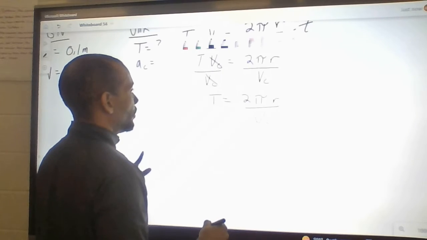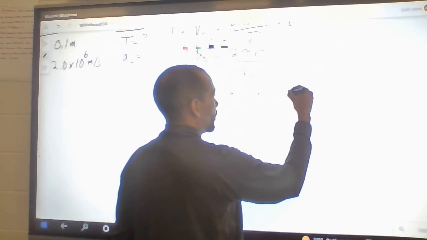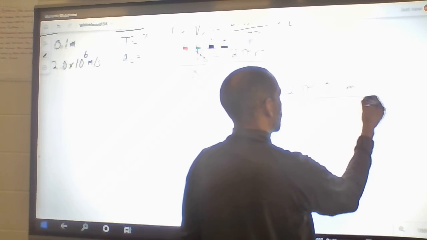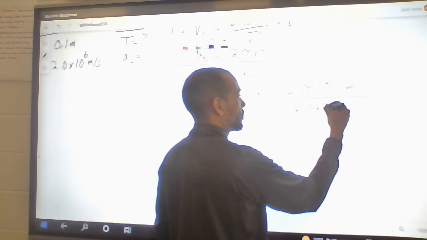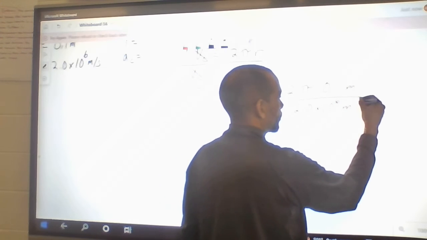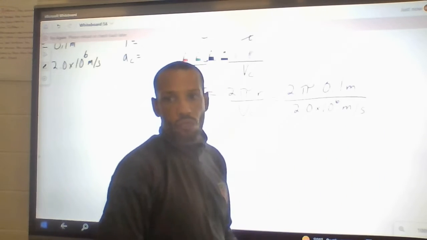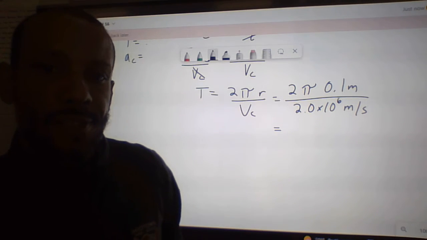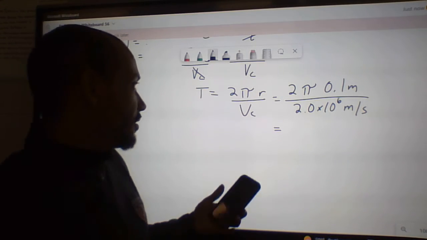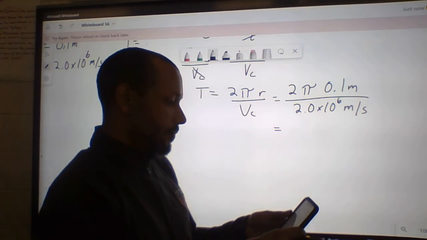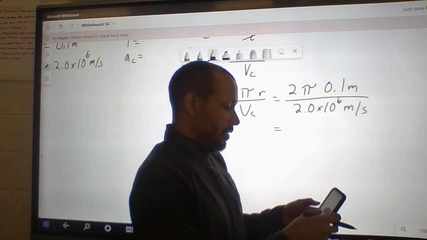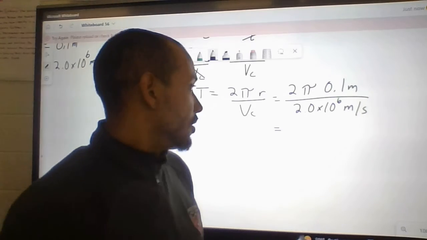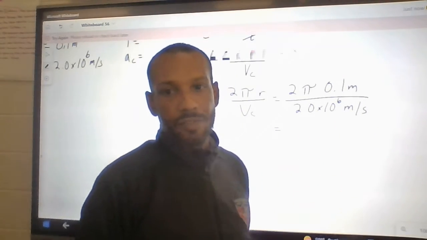All right, then from here, now we can just substitute. So we'll have 2 pi times 0.1 meters divided by 2.0 times 10 to the 6 meters per second. All right, and then now that we have these values, we'll just go ahead and plug and chug in the calculator. We'll drop all of these in there, and that should give us our value for time. Again, I'm watching my units, to make sure that everything cancels out.